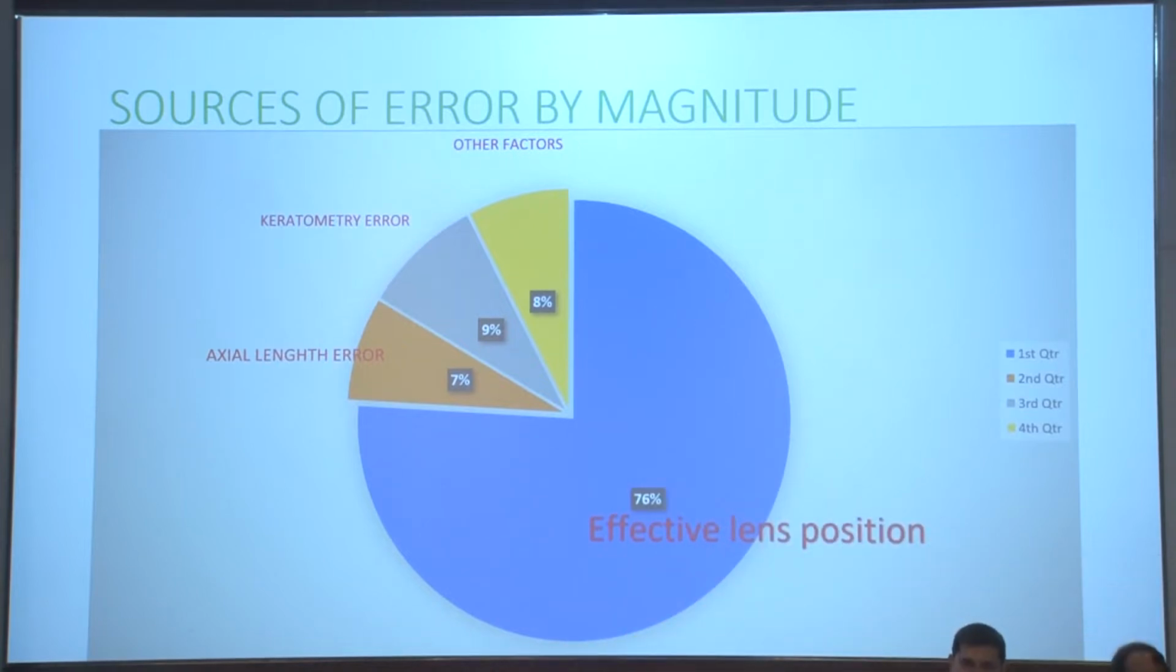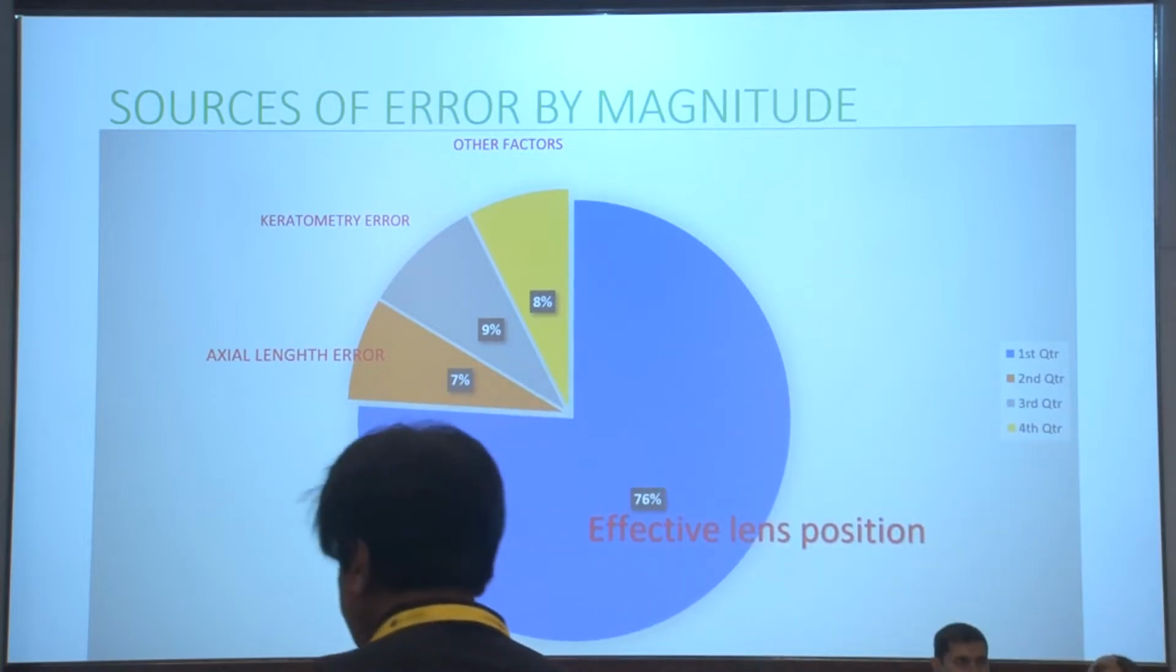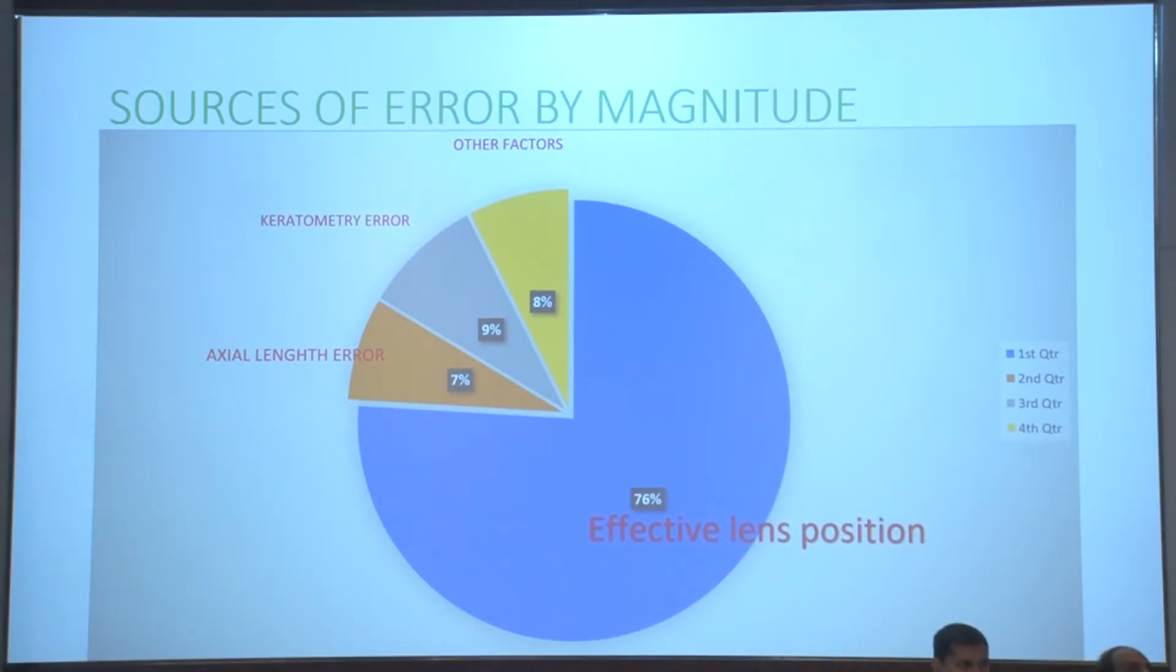So we have excellent measurements, very good corneal measurements, but even so we are getting many refractive surprises. As a source of error, in 76% of cases the ELP is one of the main culprits. So all the formulas at present focus on finding out how to get a good effective lens position calculation.